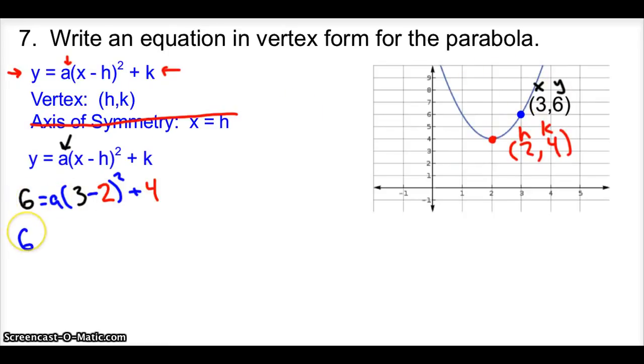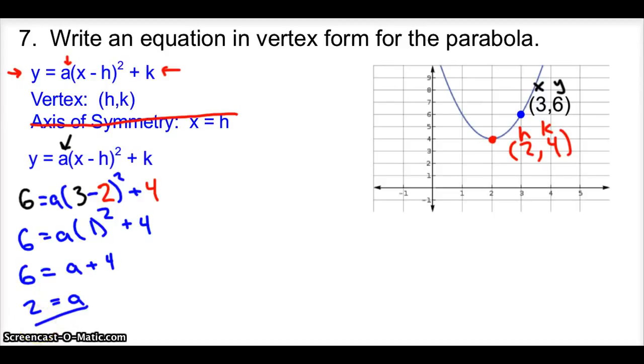We have 6 equals, keeping my a outside, a, and then this turns into 1 squared plus 4. Be careful here because it's 6 equals just a plain old a, because 1 squared is 1, a plus 4. We can't add that 4 into the 1. We subtract the 4 over, so now a equals 2.